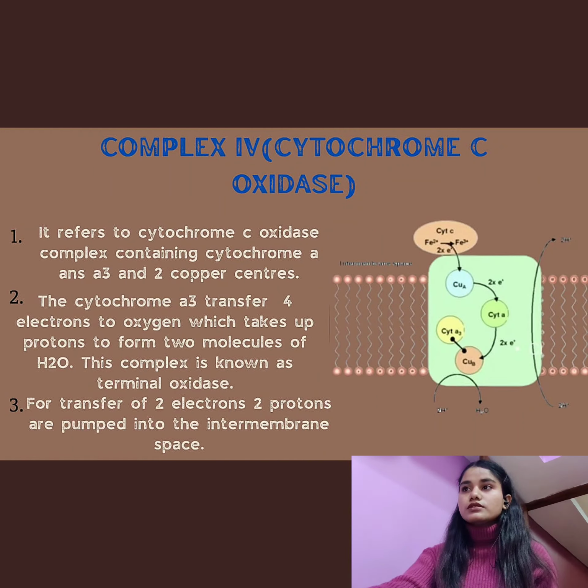Complex 4, cytochrome c oxidase. It refers to the cytochrome c oxidase complex containing cytochrome a, cytochrome a3, and 2 copper centers. The cytochrome passes electrons to oxygen, which takes up protons to form 2 molecules of H2O. The complex is known as terminal oxidase. For the transfer of 2 electrons, 2 protons are pumped into the intermembrane space.